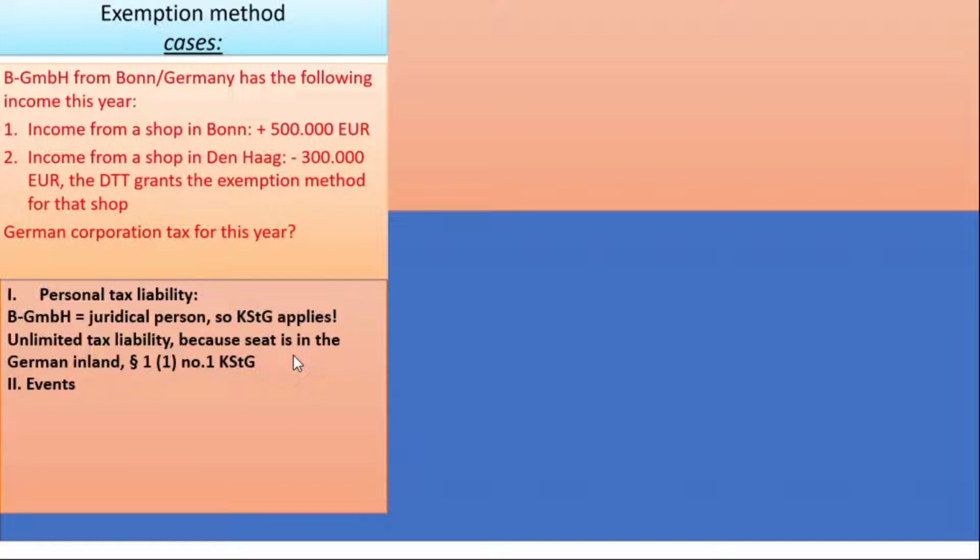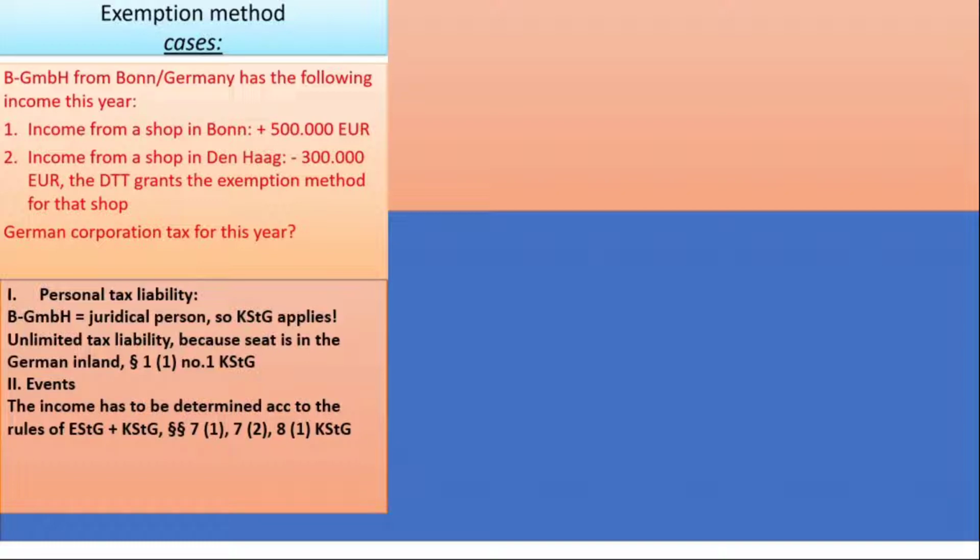The events. We can, if we want, make a general introductory clause which says all the income has to be determined according to the rules of EStG and KStG, that is to be found in paragraphs 7.1, 7.2, 8.1 KStG, plus an additional remark that everything which the GmbH earns worldwide will automatically be classified as income from business, 8.2 KStG, because legal forms like GmbH, AG, SE, limited, and other comparable forms, if they are unlimited tax liable in Germany, automatically have everything what they do reclassified into income from business.